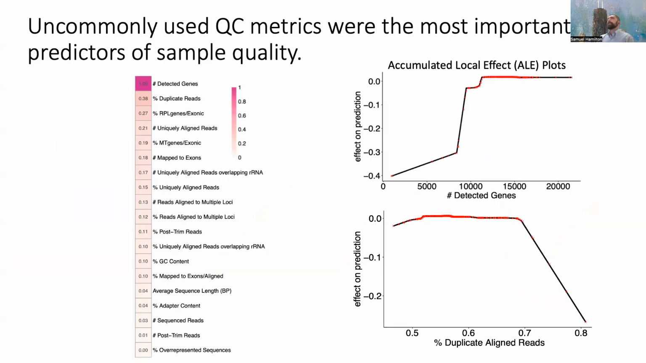We then wanted to look at what QC metrics were the most important predictors of sample quality. Overall, we found the most important predictor was the number of detected genes, with a particular falloff in sample quality around 10,000 detected genes. Overall, this suggests that number of detected genes is an underused metric for determining sample quality in RNA-seq samples.